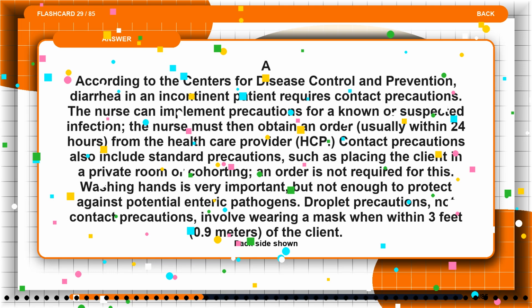The answer is A. According to the Centers for Disease Control and Prevention, diarrhea in an incontinent patient requires contact precautions. The nurse can implement precautions for a known or suspected infection. The nurse must then obtain an order, usually within 24 hours, from the healthcare provider (HCP). Contact precautions also include standard precautions, such as placing the client in a private room or cohorting. An order is not required for this.